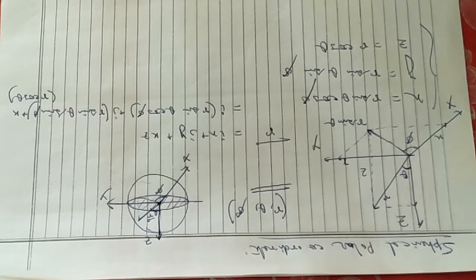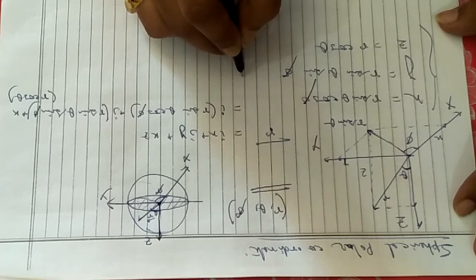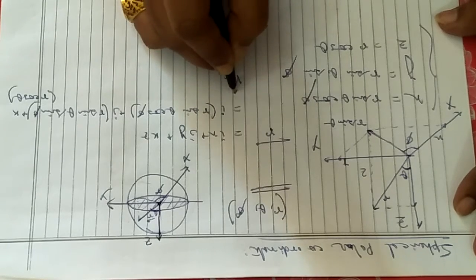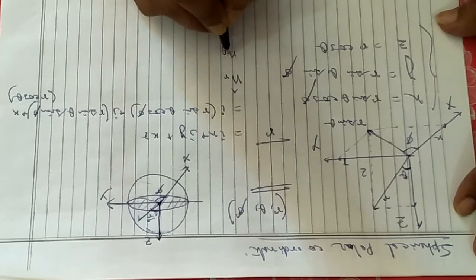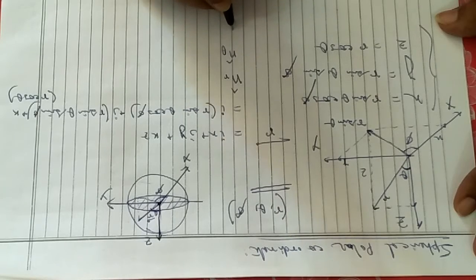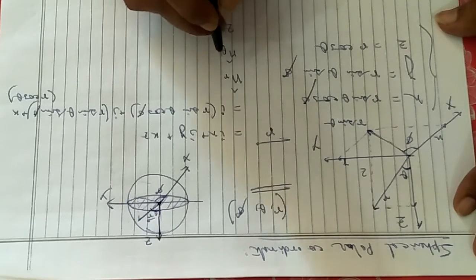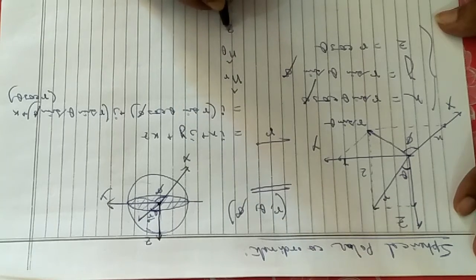Once the conversion of the vector is completed, now what are the steps? You have to calculate r cap, then you have to calculate theta cap, and then phi cap.